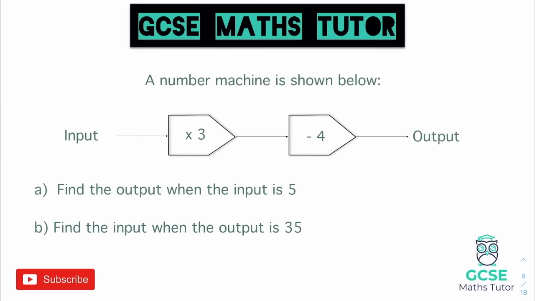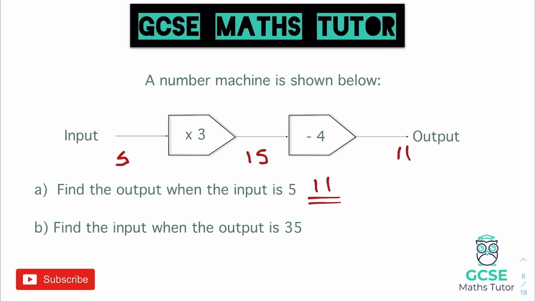Okay, so when looking at a number machine, we have an input and an output. So this number machine here, when you put the input in, you multiply by 3, subtract 4, and you get the output. So for part A on this question, it says find the output when the input is 5. So when we put 5 in, you multiply it by 3, and we get 15, and then we take away 4, and we get an output of 11. So for the first answer there, our answer would be 11.